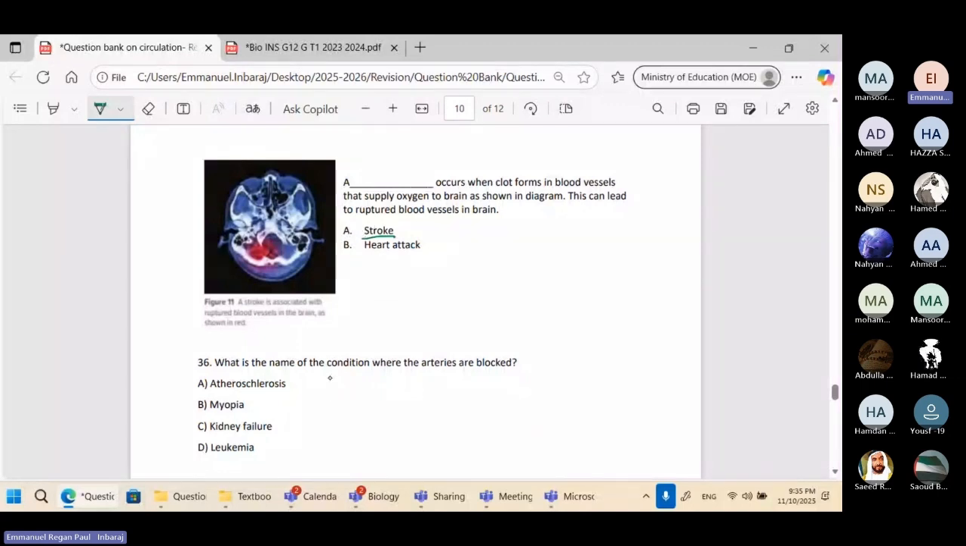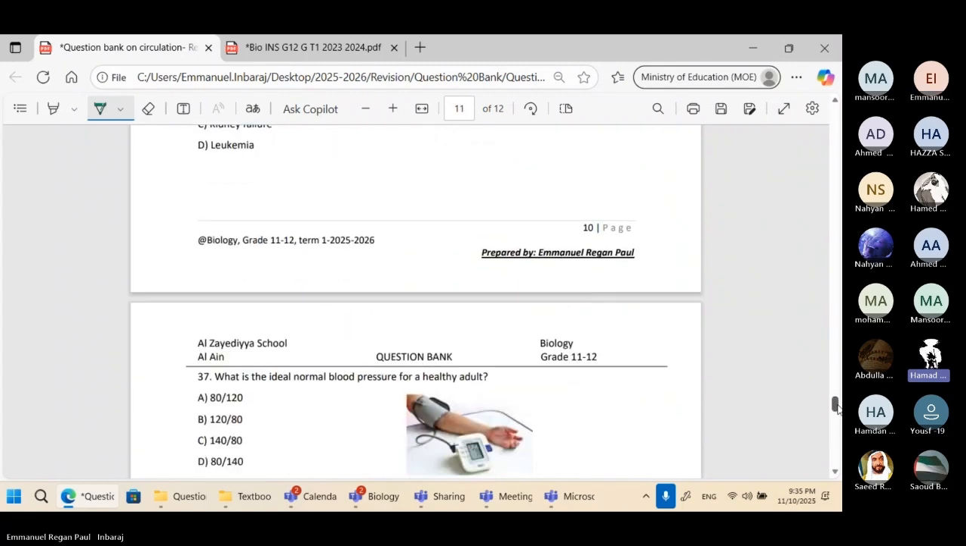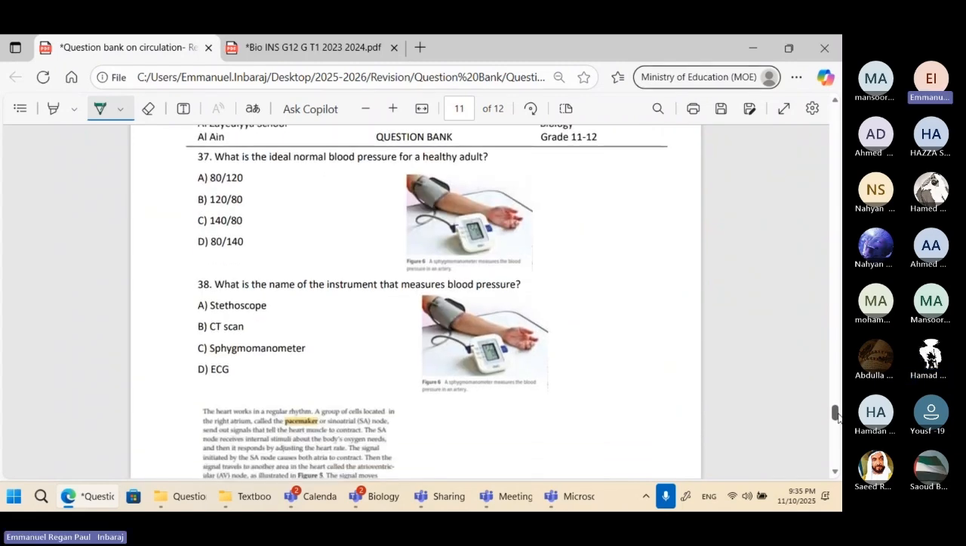What is the name of the condition where arteries are blocked? What's the answer? Atherosclerosis. Yes, atherosclerosis. Arteries are blocked. It's atherosclerosis. Okay, atherosclerosis. Yes.